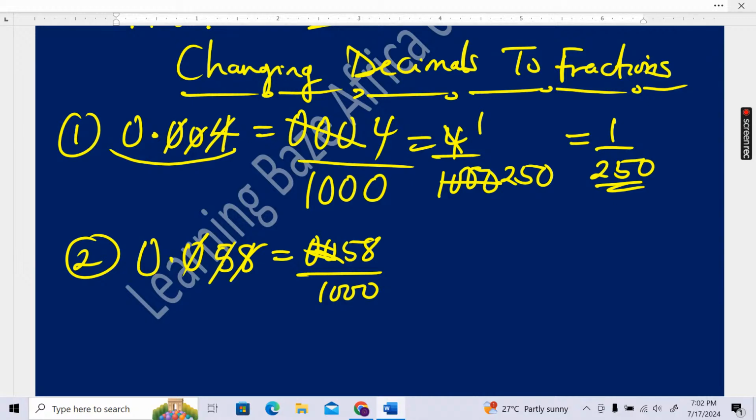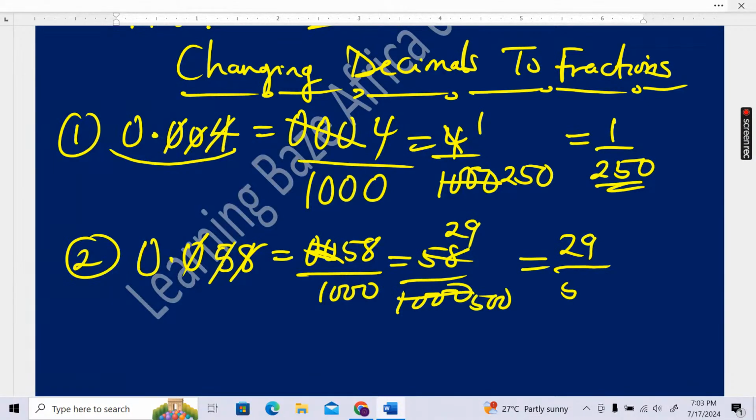Because 0058 is the same thing as 58. So let's reduce the number to the lowest term. So we have 58 over 1,000. 2 can divide. 2 in 58, that's 29. 2 in 1,000, that is 500. So the final answer is equal to 29 over 500. So this is how to change decimals to fractions.